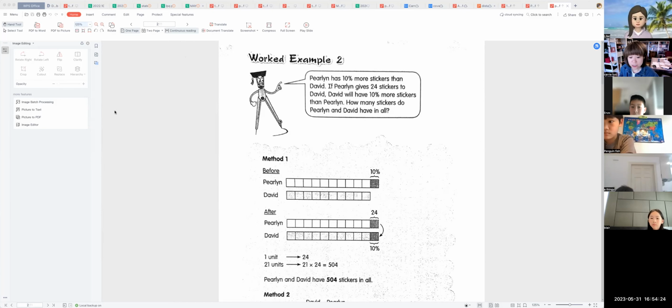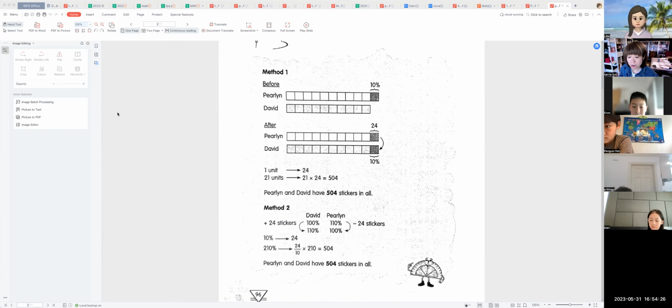Okay, so let's just take a look at the next one. If you have any questions, you can stop me and I'm going to explain right now. Okay, so this 24 stickers is based on 10%, right? Everybody, I just said, because before Pearland gave 24 stickers to David, and David became 10% more than Pearland. So that means this 24 represents 10%, right?